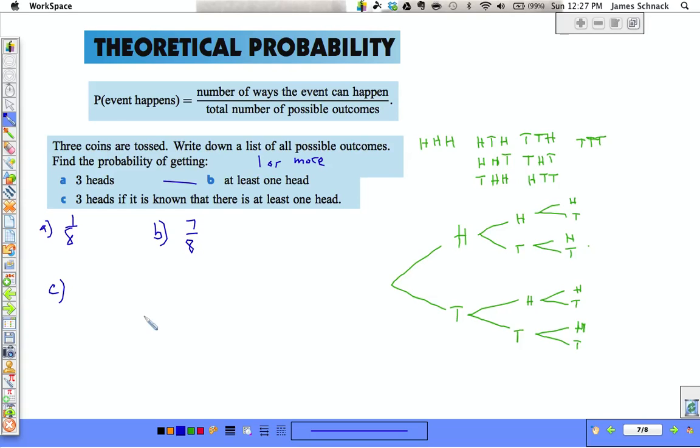Part C: 3 heads if it is known that there is at least 1 head. Okay, this one gets a little more complicated. So now we know that there has to be at least 1 head. That means we know that that's not a possibility anymore. So now there's only 7 total possible outcomes. And out of those 7, how many have exactly 3? 1. 1 out of 7. Knowing that there's at least 1 head reduces the possible sample space.